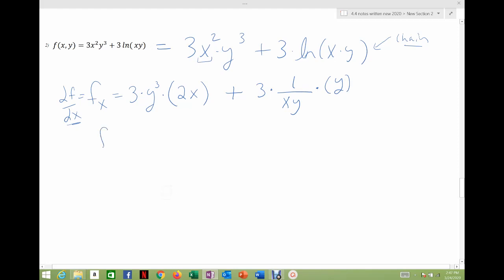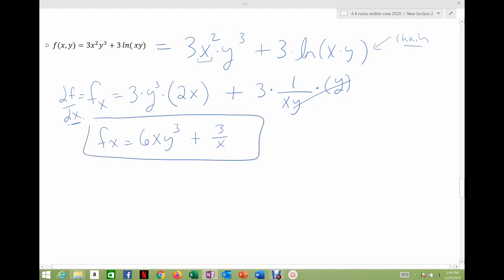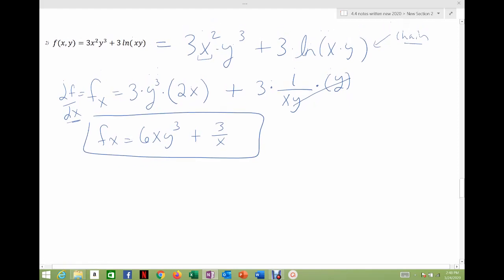And then I'm going to clean that up. I'm going to rewrite this. I'm going to multiply the 2x times 3 to get 3 times 2, which is 6x, y cubed, plus, and I'm going to rewrite this as a single fraction. Actually, those y values cancel each other out, and so I'm just left with 3 divided by x. There's my first derivative of this function with respect to x.